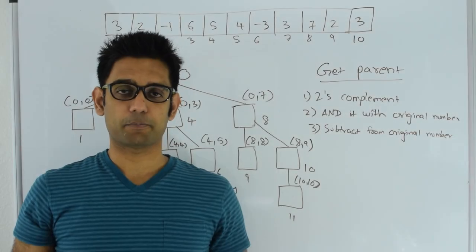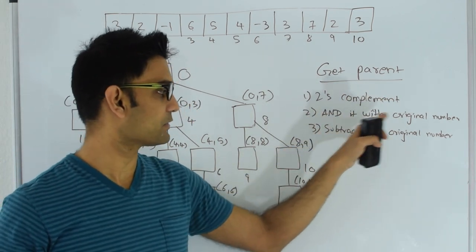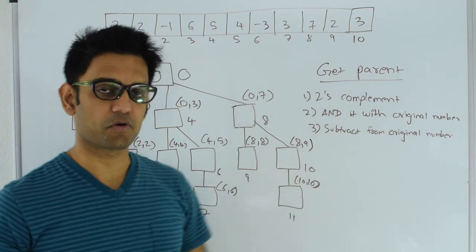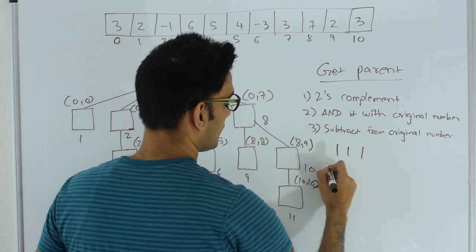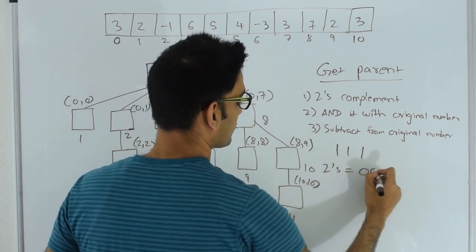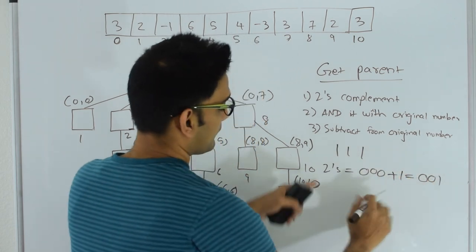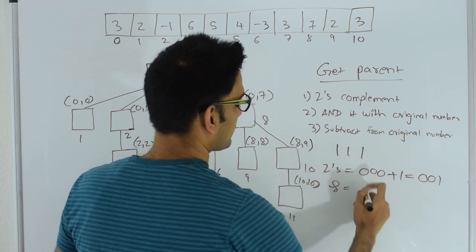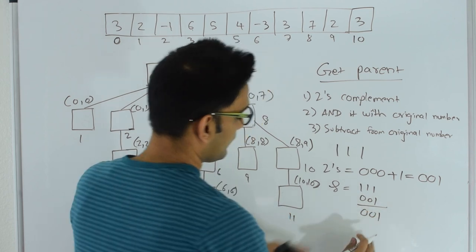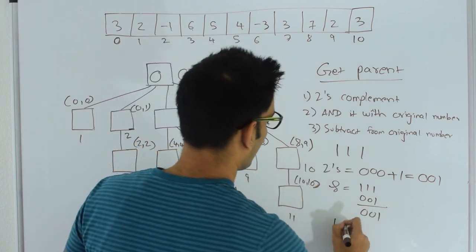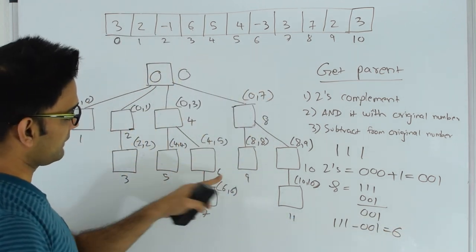Let's quickly look at how we are going to get a parent of a node. I have the steps right here. Get the 2's complement of a number, AND this with the original number, and then subtract that result from the original number. Let's try to get the parent of 7. The binary representation of 7 is 1, 1, 1. 2's complement of 7: flip all the bits and then add 1 to it. So that's 0, 0, 1. Then AND this 0, 0, 1 with 1, 1, 1. So this is 0, 0, 1. And then subtract this result from here. So 1, 1, 1 minus 0, 0, 1. So that's 6, which is why 7's parent is 6.